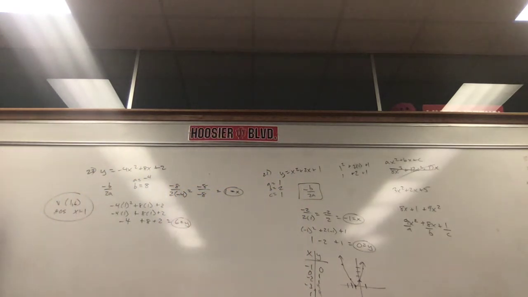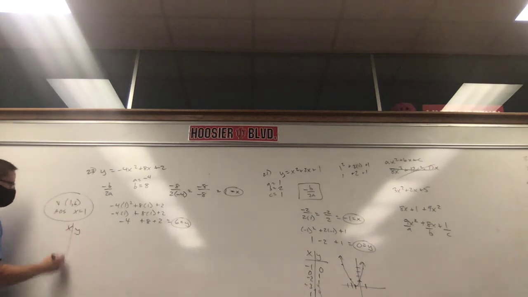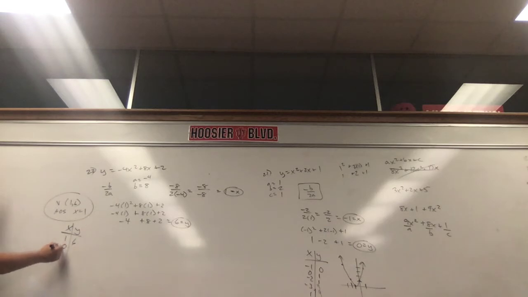Okay. All right. So let's make a little T-chart. We have 1, 6. We're at 1, so let's plug in 0 and 2. That's 1 right and 1 left from 1. And then if we want to go with 3 and negative 1, that's 2 right and 2 left from 1. Okay.